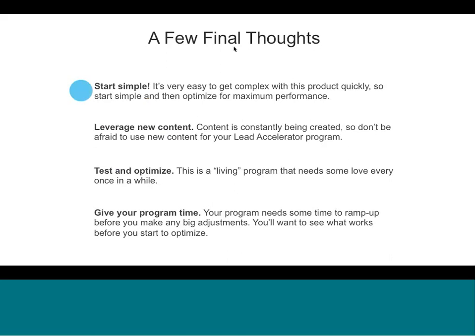Cool. So some final thoughts here. Start simple. I know this is probably something that your marketing automation consultants have told you during Launchpad sessions, but it's really easy to get complex with this product. So start simple and then start to optimize so that you can either build out more streams for specific audiences, for verticals. You can start to layer in your known audience data. So starting simple is ideal.